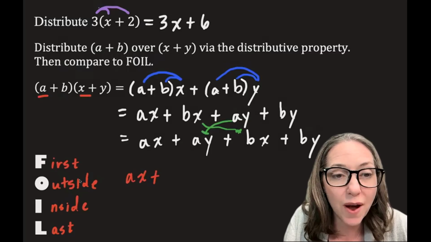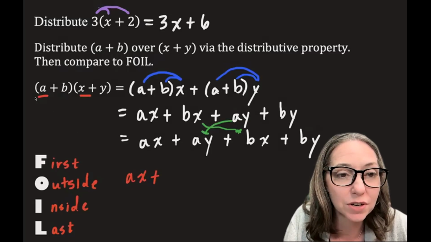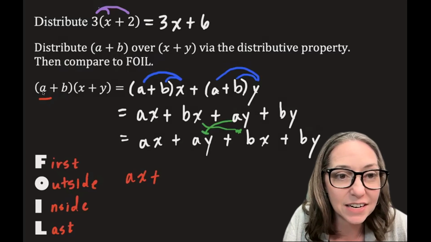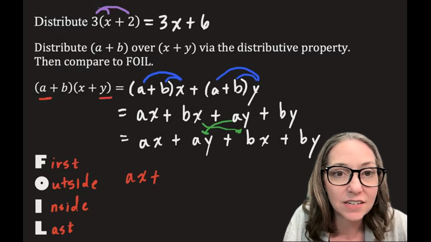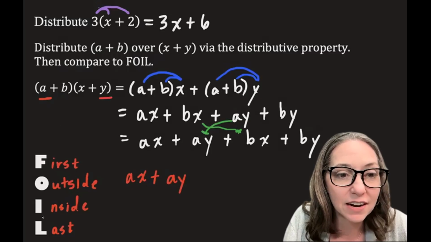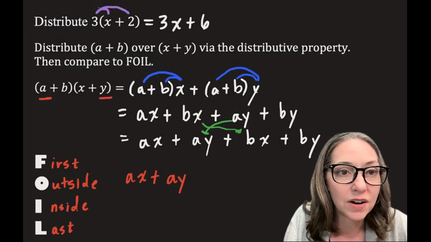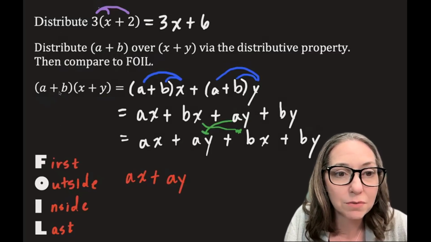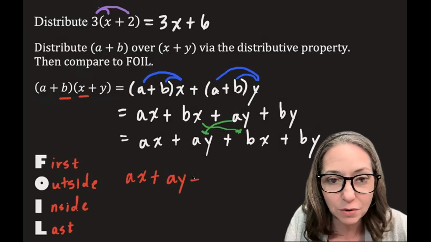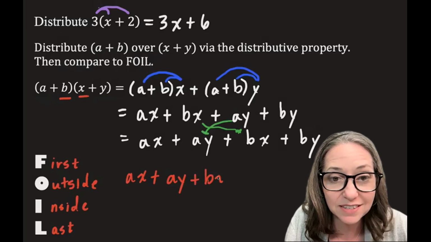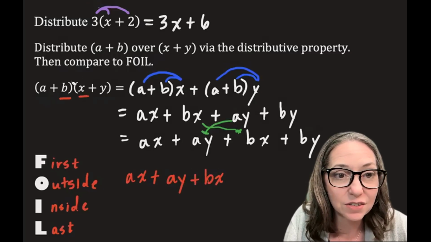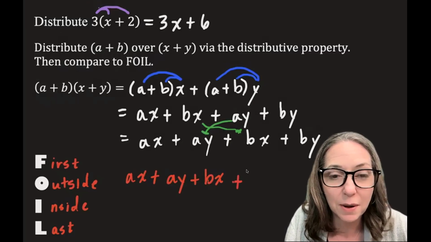Then we go to the two outside terms. The outside terms are a and y, so we get a times y. Then I for inside, right? The inside terms are b and x. So next would be plus b times x. And then the last two terms would be b and y. So we'd have plus b times y.